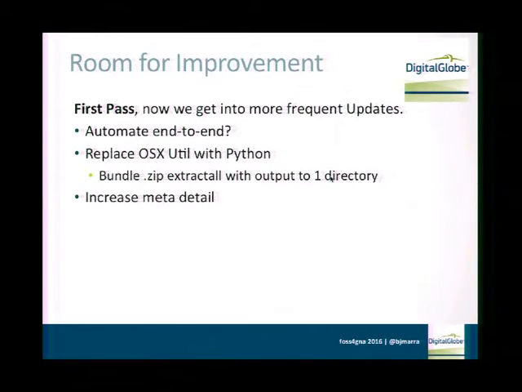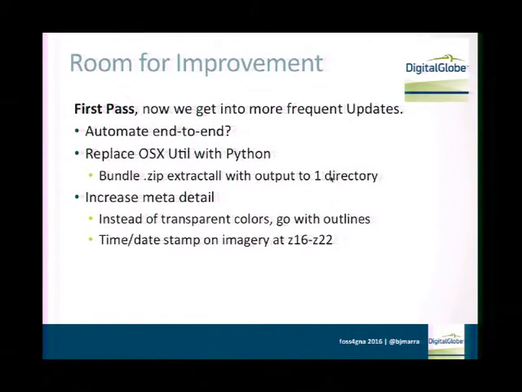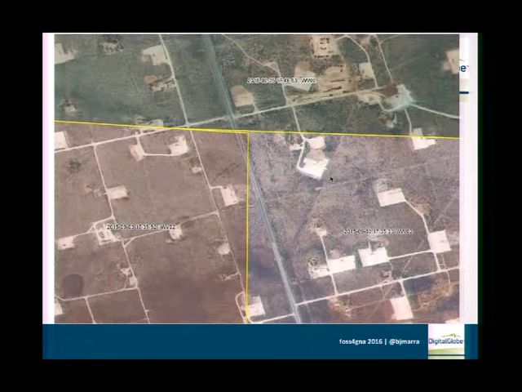We want to increase the metadata detail, and this is important. So yeah, colors are good, but I think really what we want to do is go with outlines so that you can still see the imagery underneath. A time date stamp at Z16 to Z19 or 20, excuse me. So something like this, where you have the imagery boundary, but your vector tiles are drawing the outline of the metadata and clearly states when it was collected and even the time. That's the level that our commercial customers want.